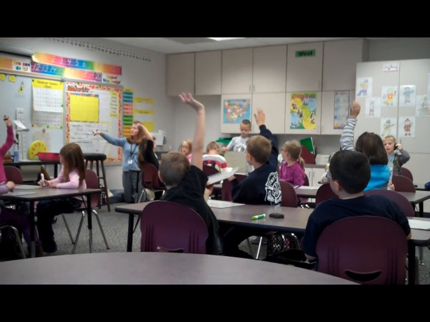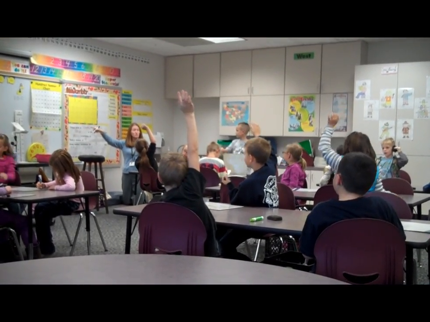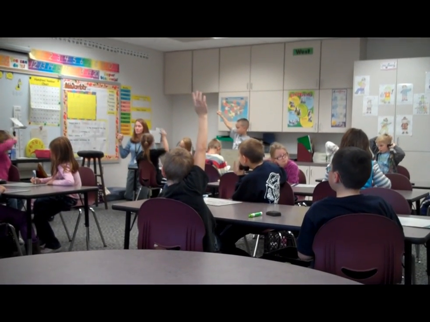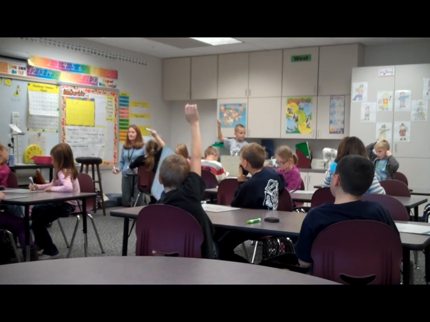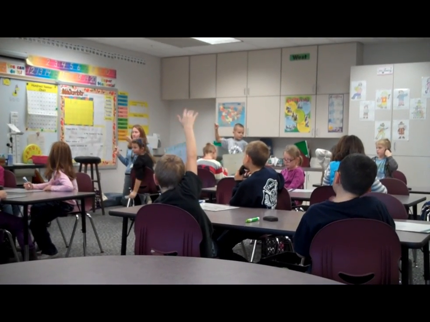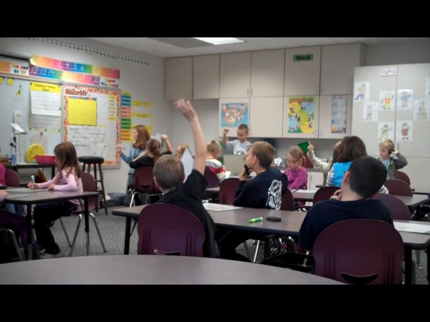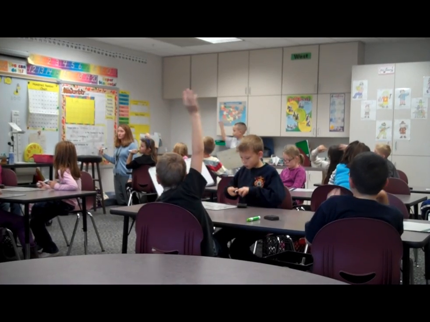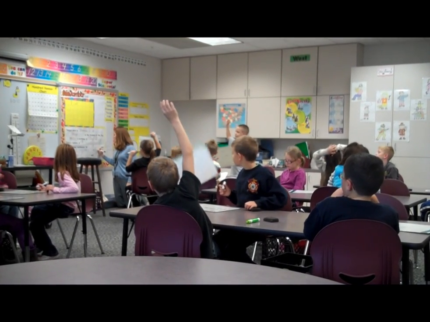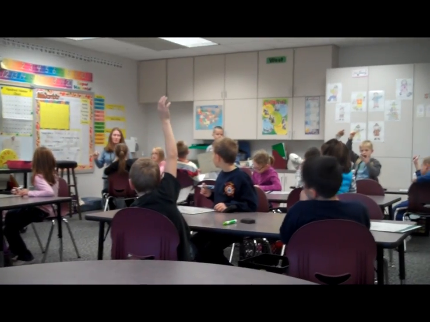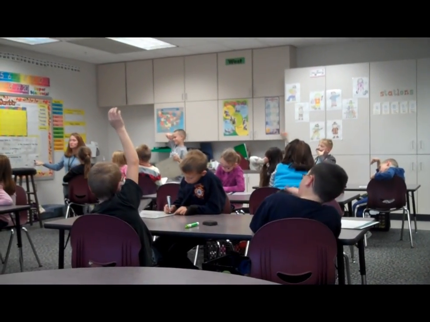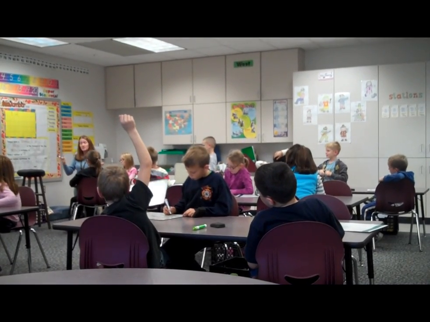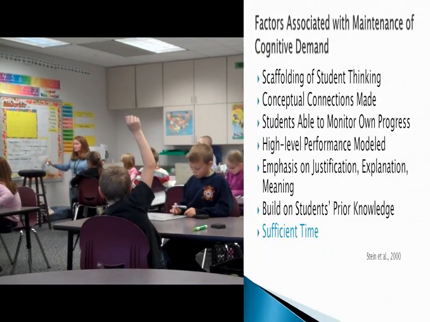In this clip, we saw Ms. Rose build on the students' prior knowledge in several ways. First, she documented the students' solution strategies rather than her own. Second, she referred to multiplication as groups of a certain number. Finally, she used students' knowledge of counting by fives to help the students understand why 5 times 5 is 25. Building on students' prior knowledge is important to maintain the cognitive demand of a task, because it helps students to understand and make sense of abstract situations.